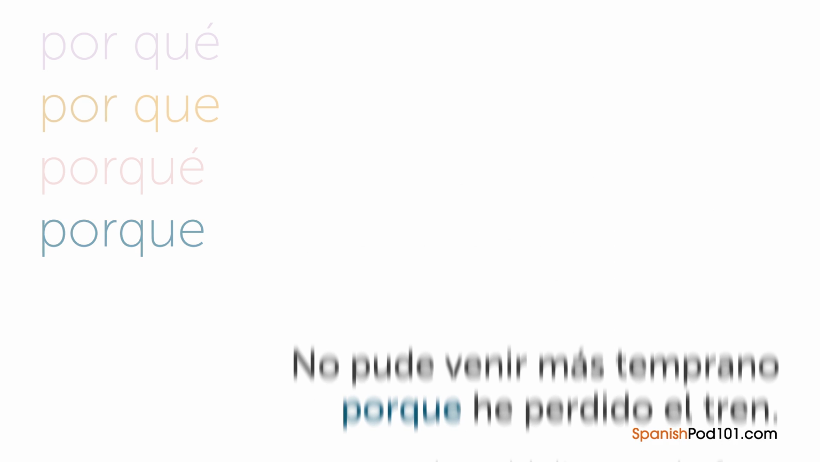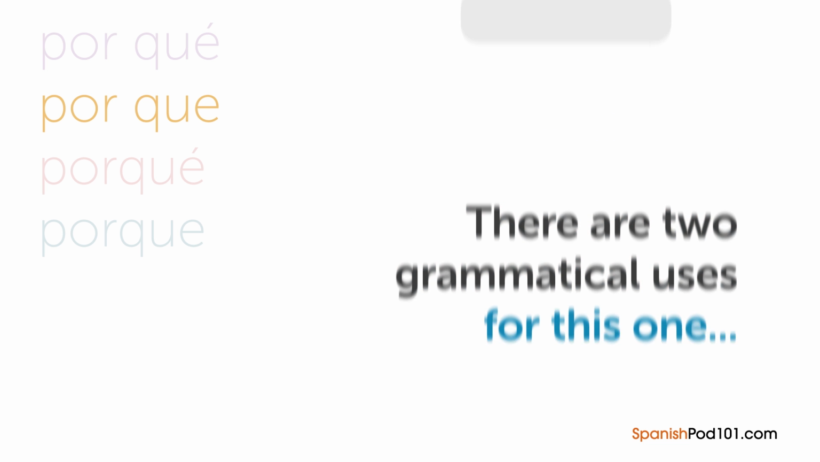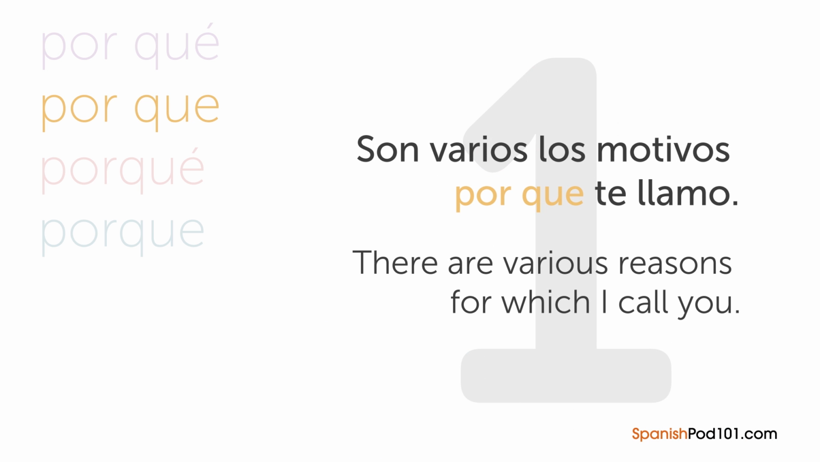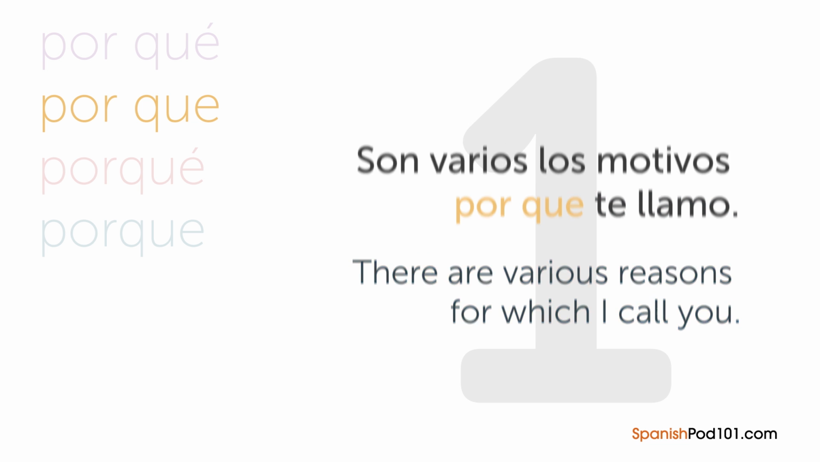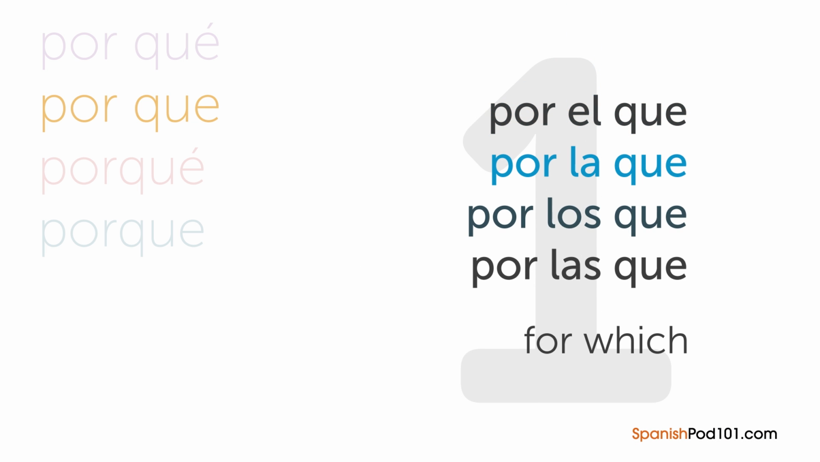Our last one is por que, separated and no accent over the E. There are two grammatical uses for this one. The first use is the preposition por plus the relative pronoun que. For example, son varios los motivos por que te llamo. Literally, there are various reasons for which I call you. Sometimes you can find an article between por and que: por el que, por la que, por los que, or por las que. Usually it means for which.